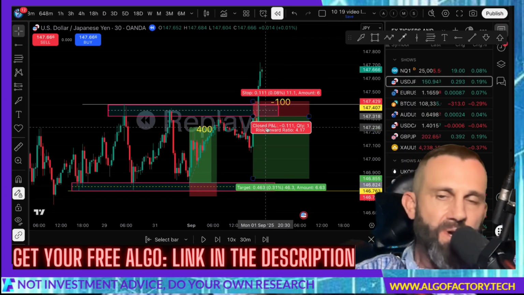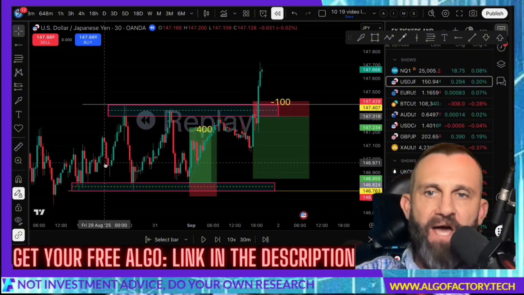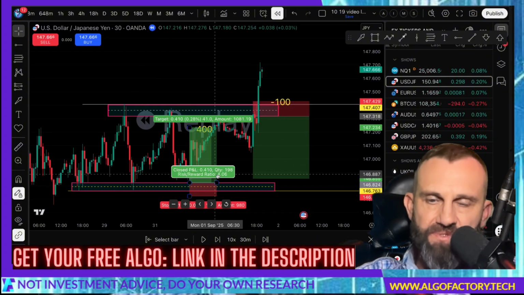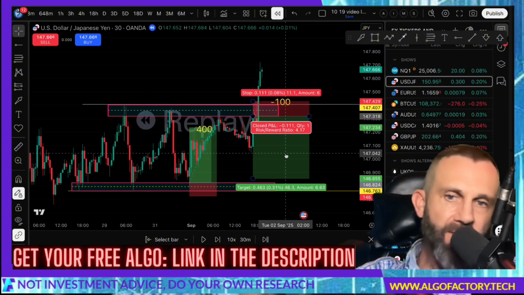Now there are those who are not comfortable entering their trade as it simply touches these zones, right? There are those who want to rely on indicators, things like that.